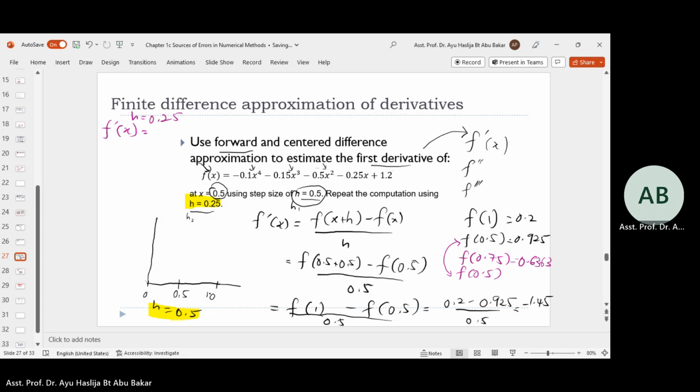What you get? Minus 1.1548, right? Negative 1.1548.